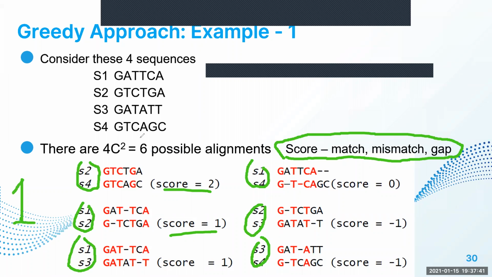You have 6 possibilities, so now you align these 6 pairs. Then you check the scores. This has -1, 0, 1, 1, and 2. So you get the highest score from S2 and S4. Then you can tell that S2 and S4 have more similarities than the other 5 pairs. Are you guys clear?